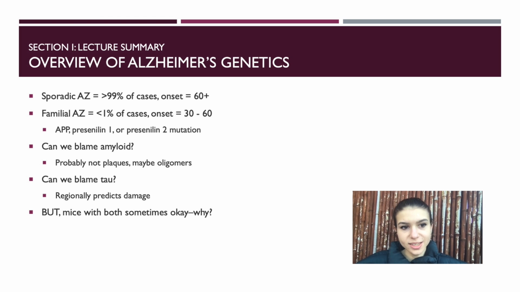And then, interestingly, tau PET imaging does regionally predict damage in Alzheimer's brains. That being said, typical transgenic mouse models have both amyloid and tau aggregates without showing progressive neuronal loss.